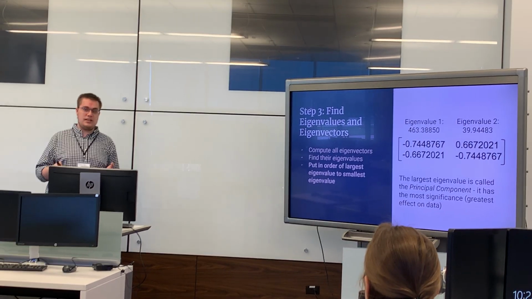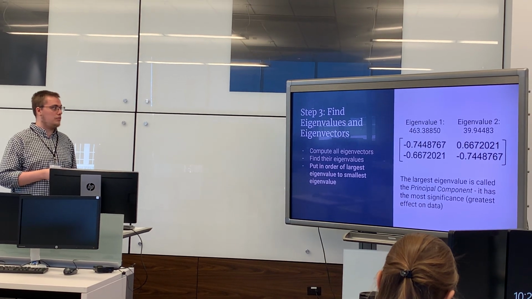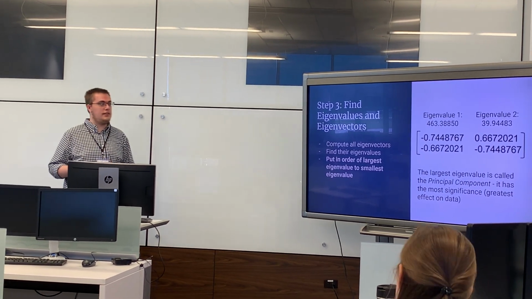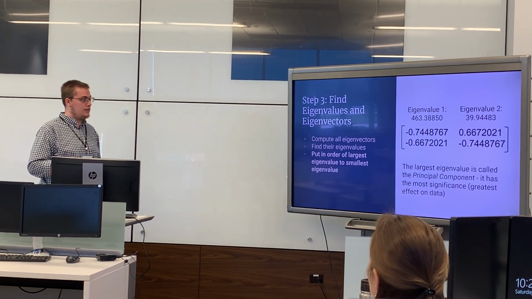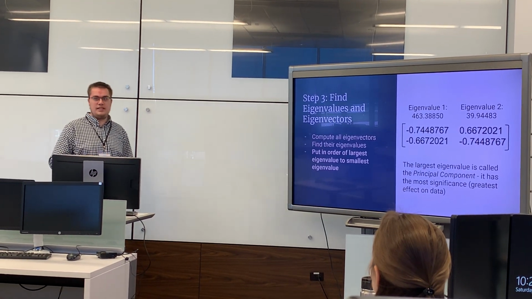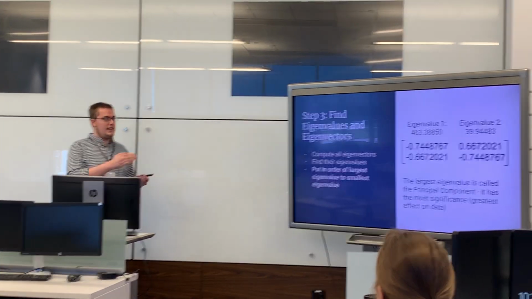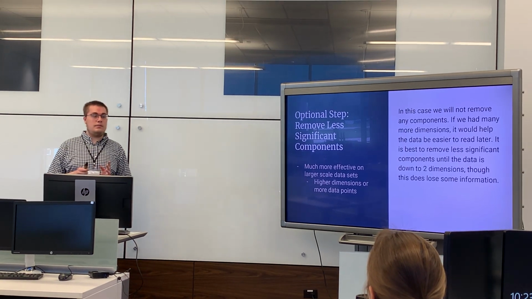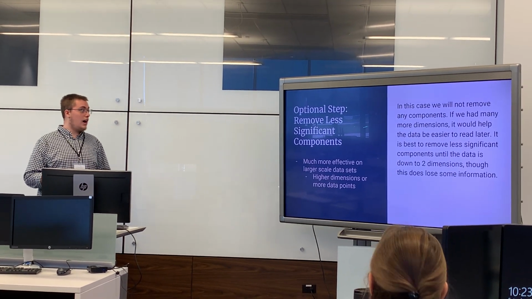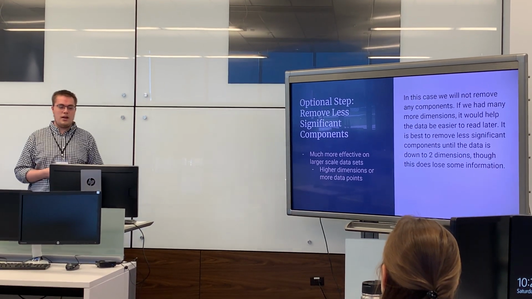That means it has the most significance, or the greatest effect on all of the data. And it's definitely the most important one. When you have very large data sets, it's especially important to have that principal component recognized. The next most significant will just be the second principal component. In this data set, it's not super important, but in very large data sets, there's an optional step of removing the less significant eigenvalues and eigenvectors.